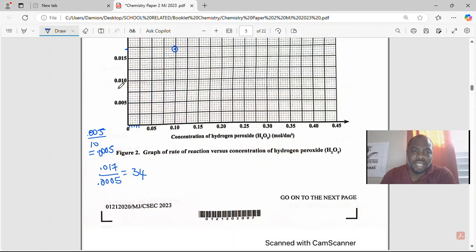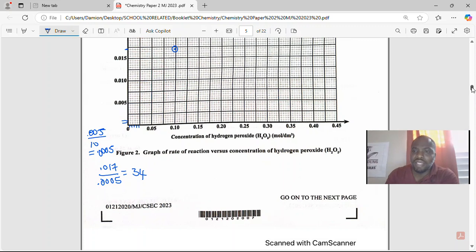So we're on the y-axis. All we did was, since it is from 0 to 2 centimeters to 0.005, we can divide that by 10 to find out how much each of these strokes represents. So each stroke here really represents 0.0005.